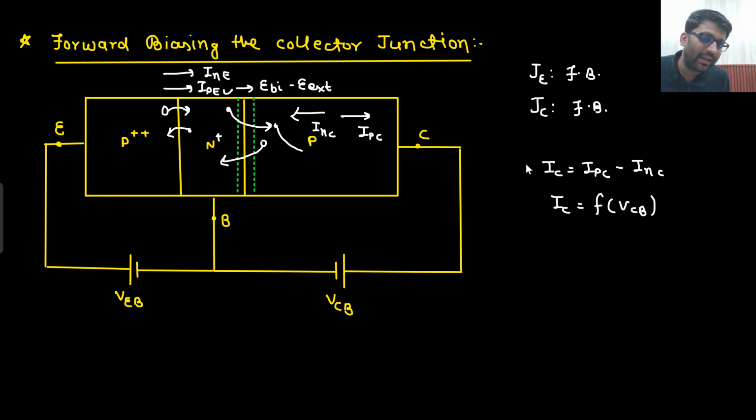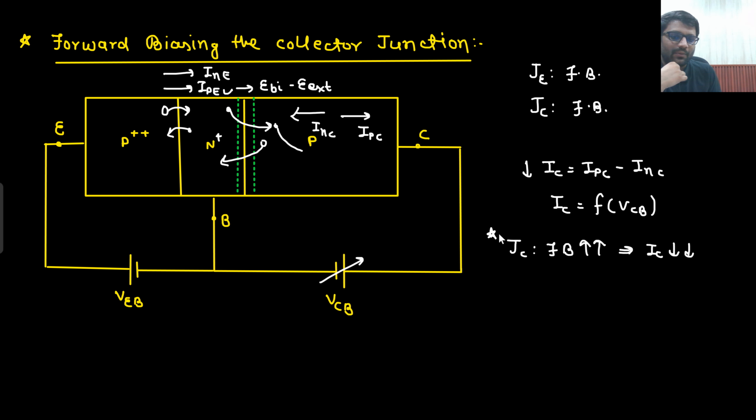Along with that, your IC is also going down. If you increase VCB, more and more electrons will be going here, more and more current would flow, so INC will keep on increasing. Because INC is increasing, IC will keep on going down. So as you increase the collector junction forward bias, what happens? IC decreases.